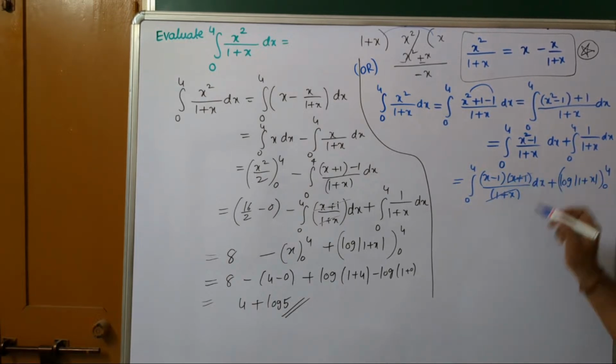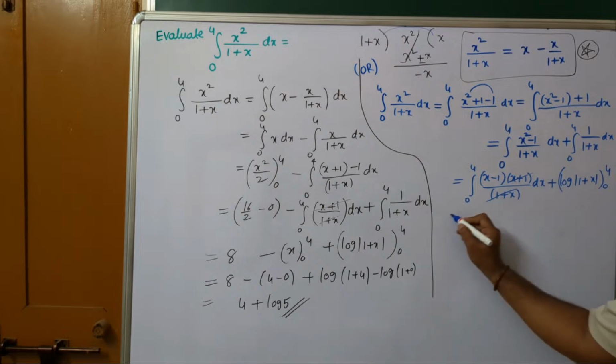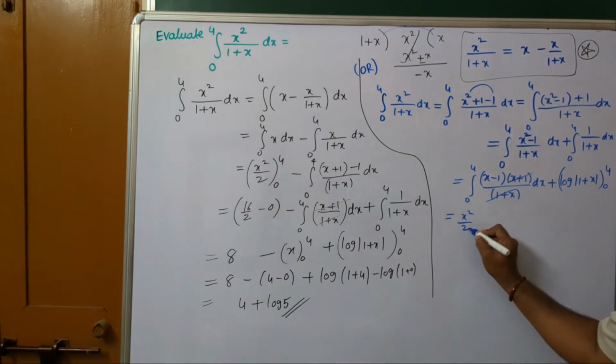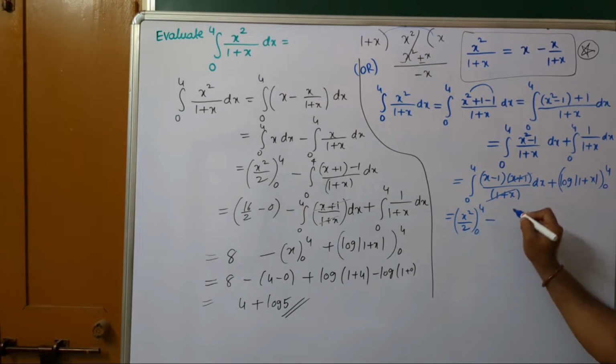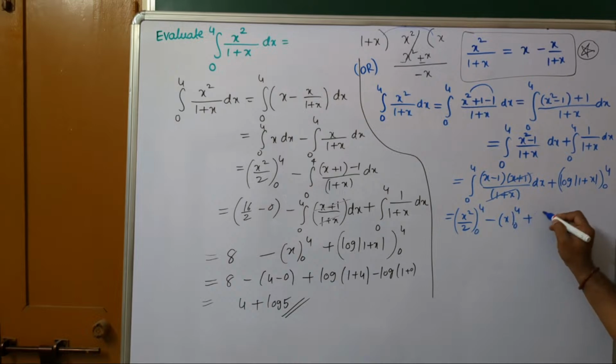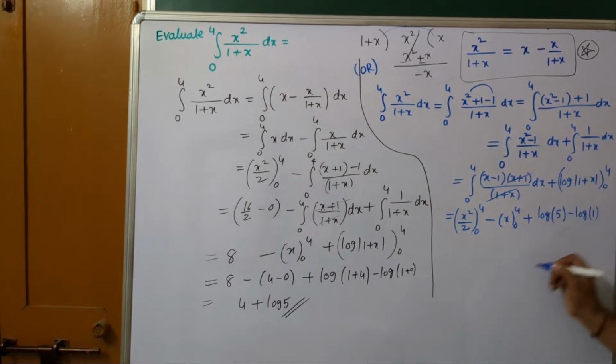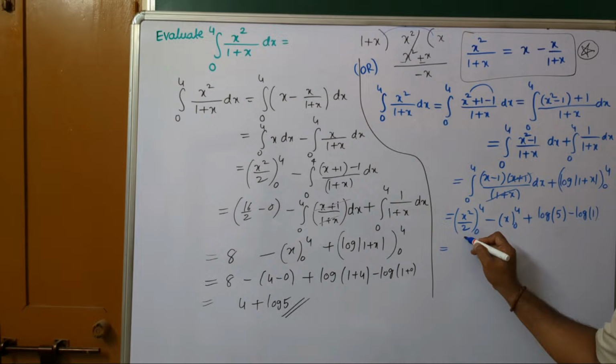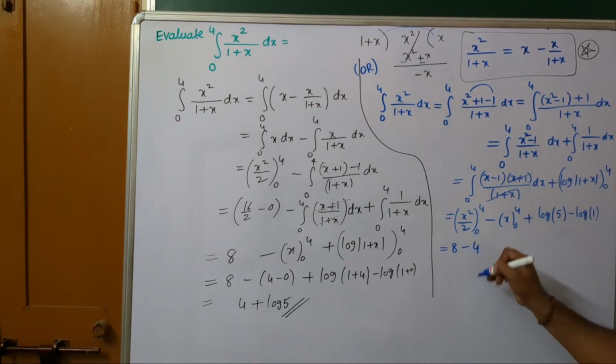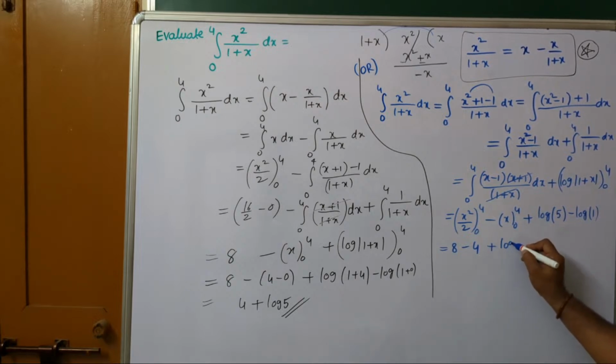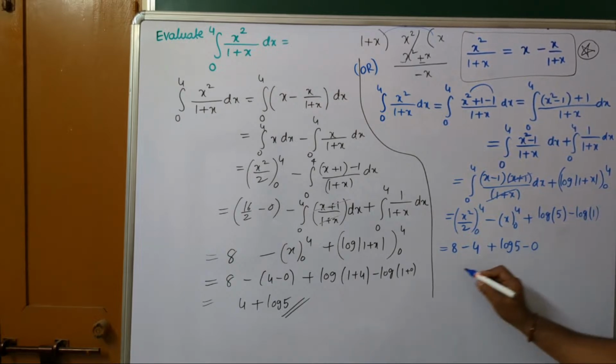So 1 plus x get cancelled. Integral x dx, x square by 2, applying the limits 0 to 4, minus integral 1 into dx, x, applying the limit 0 to 4, plus log, x is equal to 4, substitute 1 plus 4, 5, minus log 1 plus 0, 1. So 4 square by 2, 16 by 2, that means 8, minus 4 minus 0, 4, plus log 5 and log 1 value 0. So 8 minus 4, 4 plus log 5.